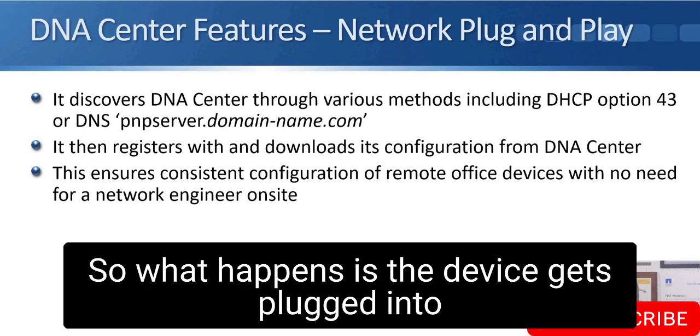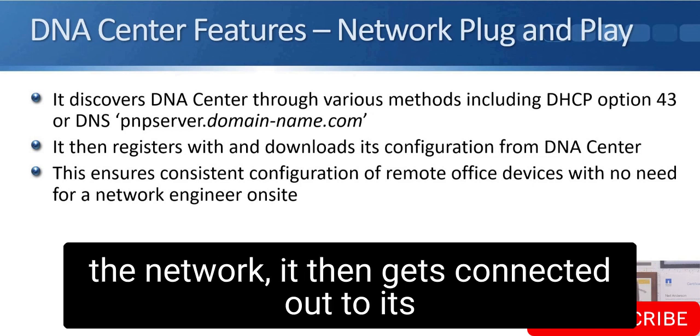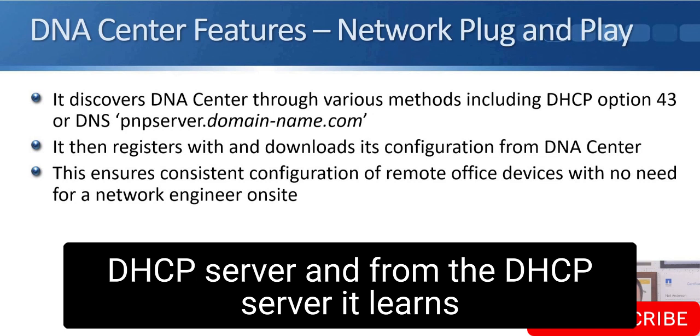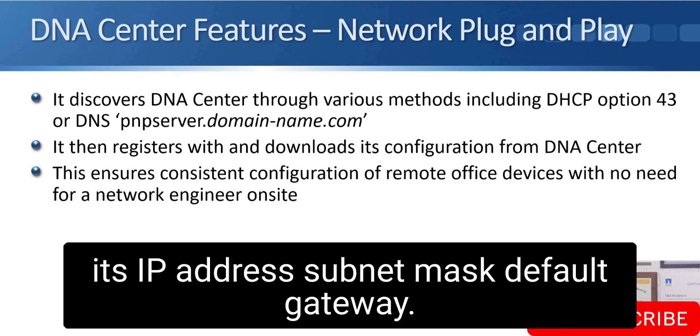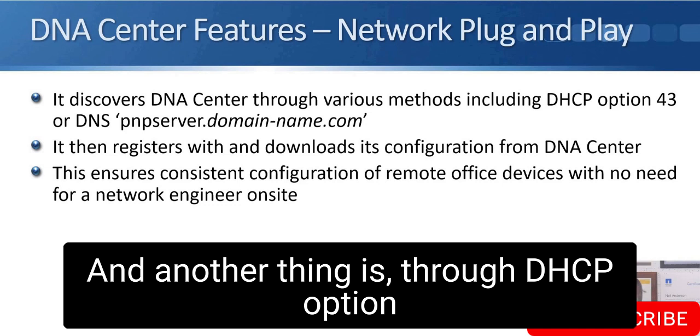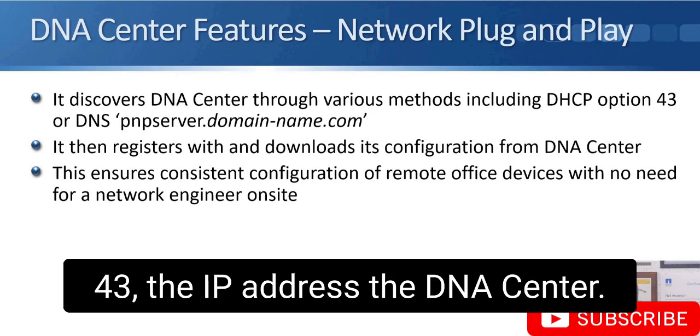So what happens is the device gets plugged into the network, it then gets connectivity out to its DHCP server, and from the DHCP server, it learns its IP address, subnet mask, default gateway, and another thing is through DHCP option 43, the IP address of the DNA center.